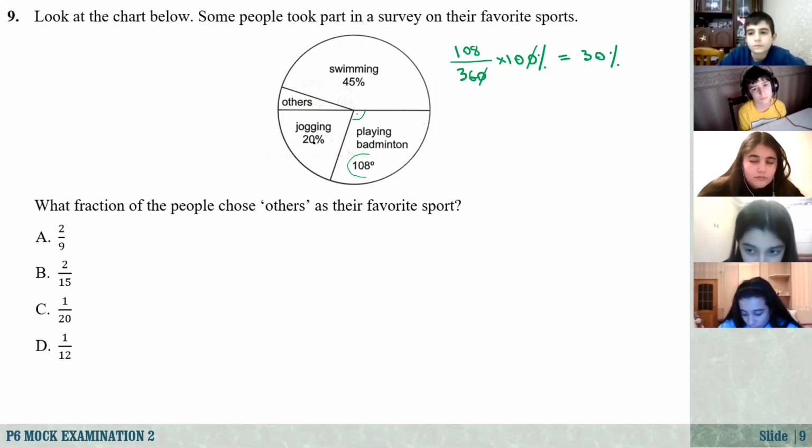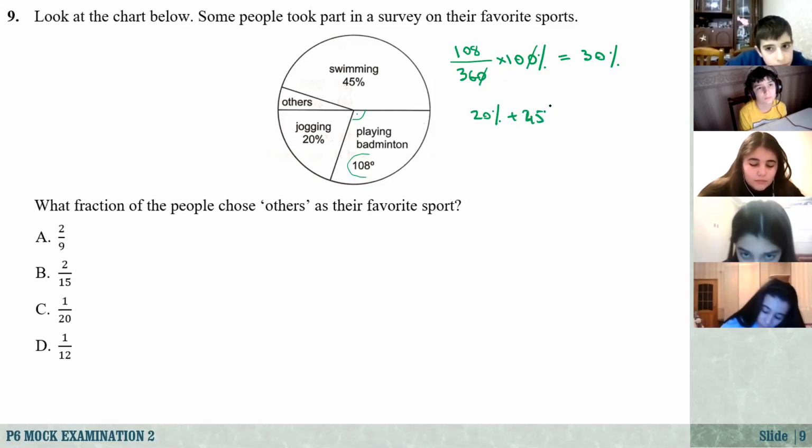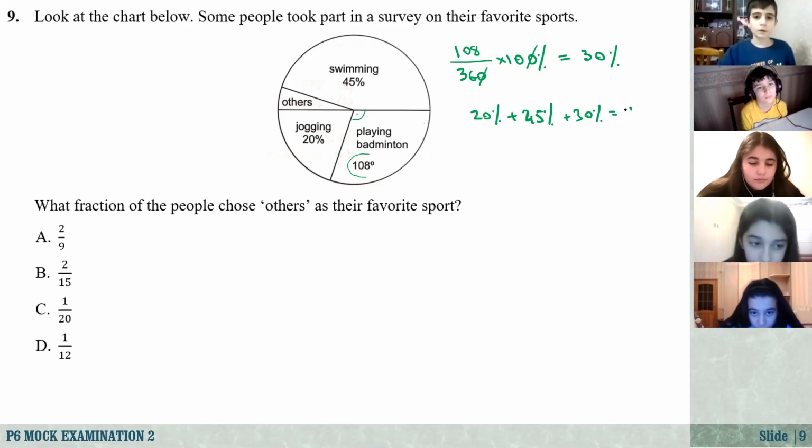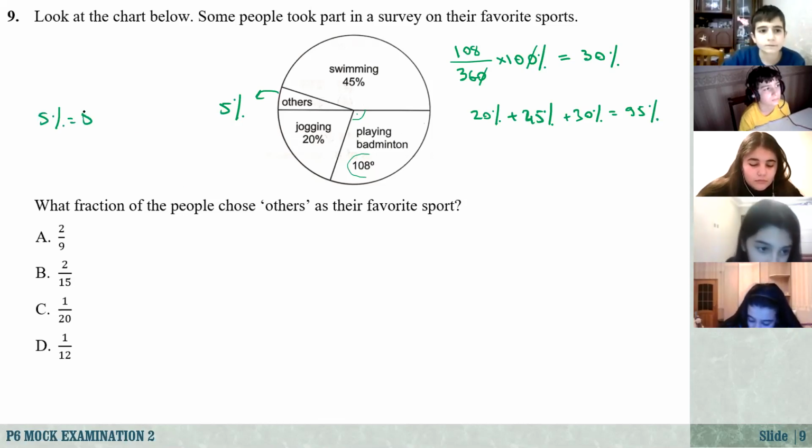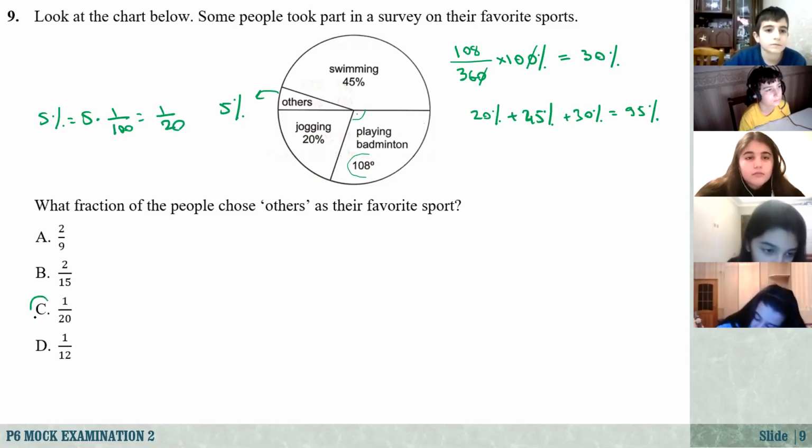So now here we have 20% jogging plus swimming 45%, right? And badminton, that is 30%. What is it? It is 95%. And that means that others is 100% minus 95%, only 5%. So 5% means 5 times 1 over 100, which is equal to 1 over 20.